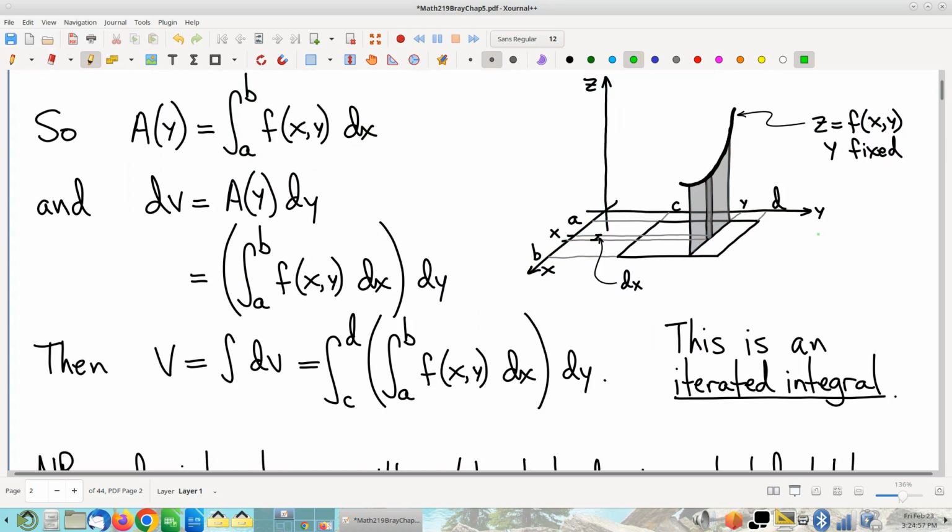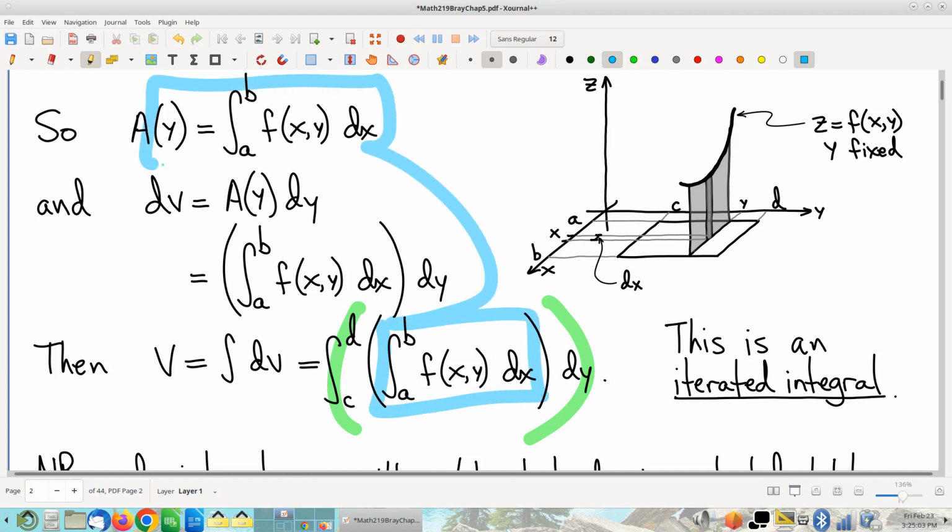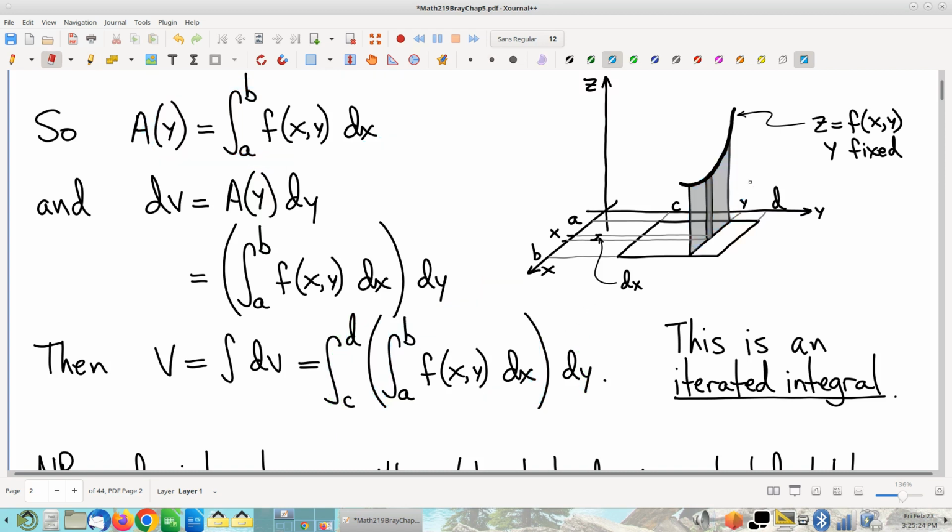Altogether, we're taking a dy integral of cross-sectional area. Cross-sectional area is the dx integral. And grand total, I get an integral of an integral. There's an integral with an integral inside of it. This is what we call an iterated integral. The term's a little unfortunate. To me, the term iteration suggests that you're repeating an exact process multiple times. That is not what we're doing here.